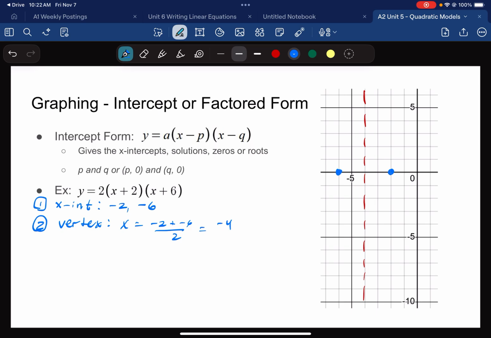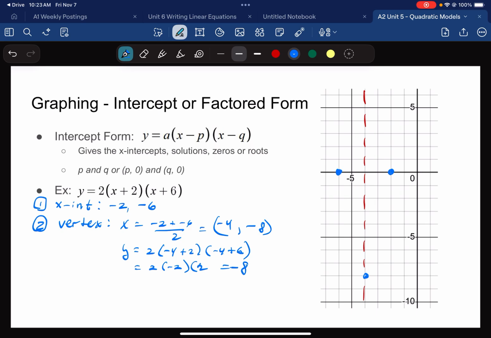And then we just plug that back in to get y. So y is 2 times (-4 plus 2) times (-4 plus 6). So that would be 2 times -2 times 2, which is -8. So my vertex is (-4, -8). So (-4, -8) brings me down here. Oops, it disappeared on me. And then I need the y-intercept. So let's figure the y-intercept out.